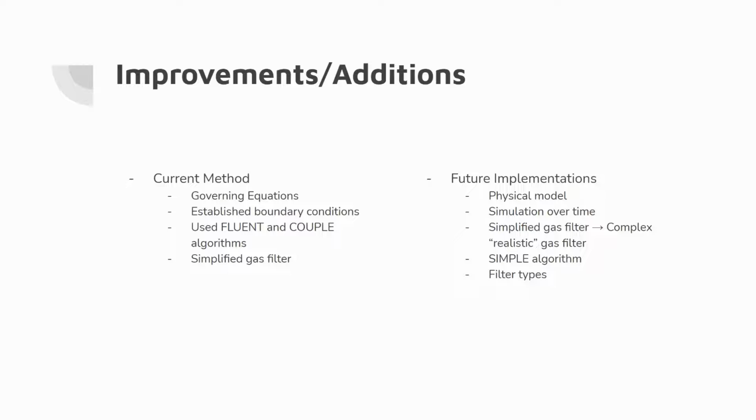A few improvements or additions that can be implemented and were done in other papers include having a physical model and doing simulation over time, which led to discovering how time affects the flow. An improvement to the model could be having a complex, more realistic gas filter with multiple layers versus just having one layer represent the entire filter. A few papers mentioned using simple algorithms, so that could be in addition to the methods of solving the flow equations. Another improvement can be testing different filter types and materials versus just carbon.